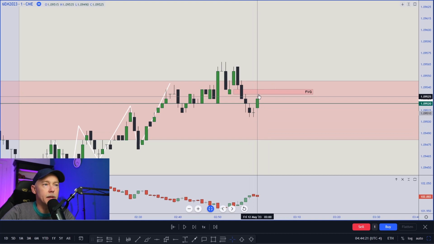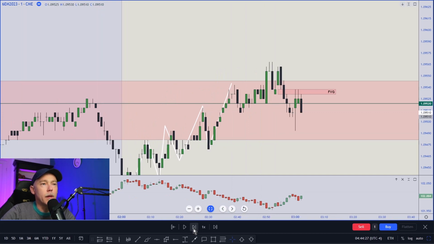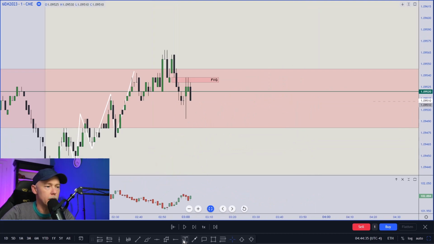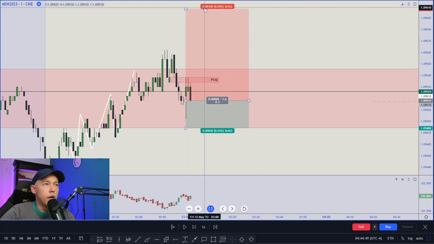I didn't take it at this point. That candle looked a bit bullish for me. So I waited a little bit more. Then price came down here and then I went short. Okay, so I went short here. So I mark up my risk reward tool. I was short at 1.0951 with a 10 pip stop all the way up there.